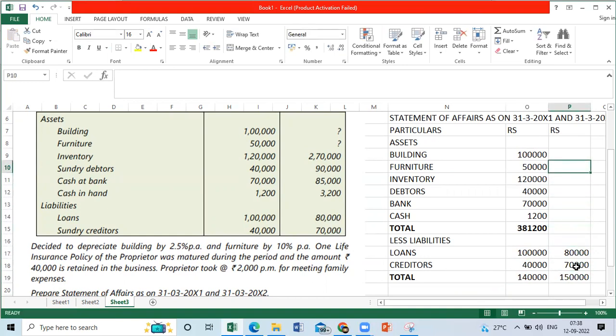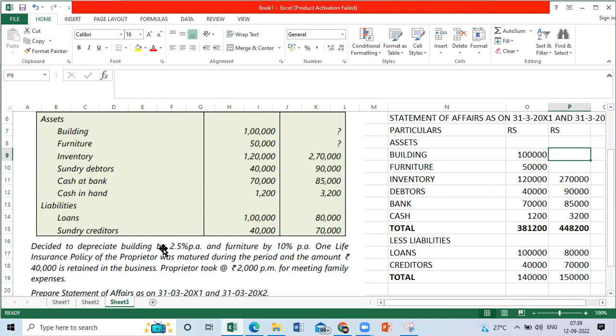What are the assets? So we know inventory, debtors, cash, and bank. Put those things. What do we know? 270, 90, 85, and 32. The total comes to. So what about these two assets, building and furniture? यहाँ पे question mark raise किया है. They have raised a question mark here. What should I do here?